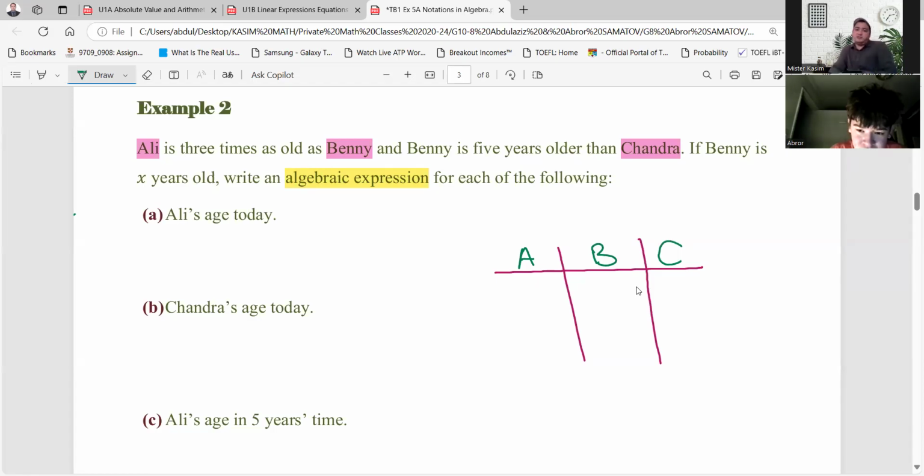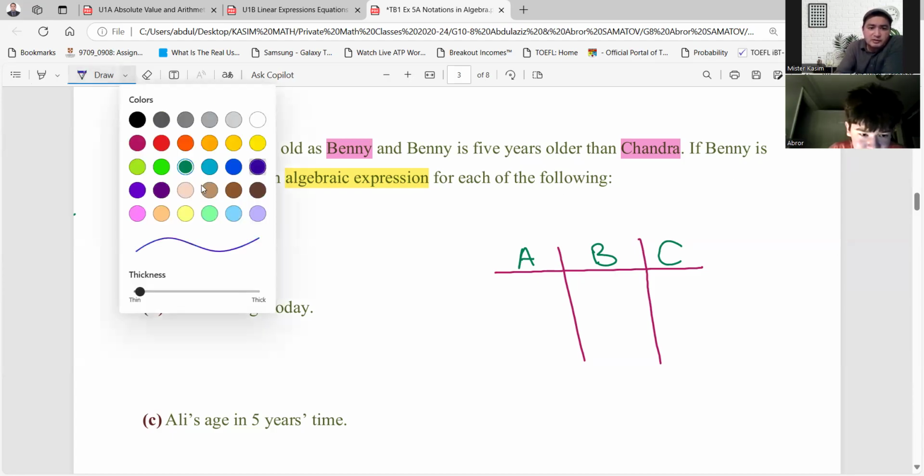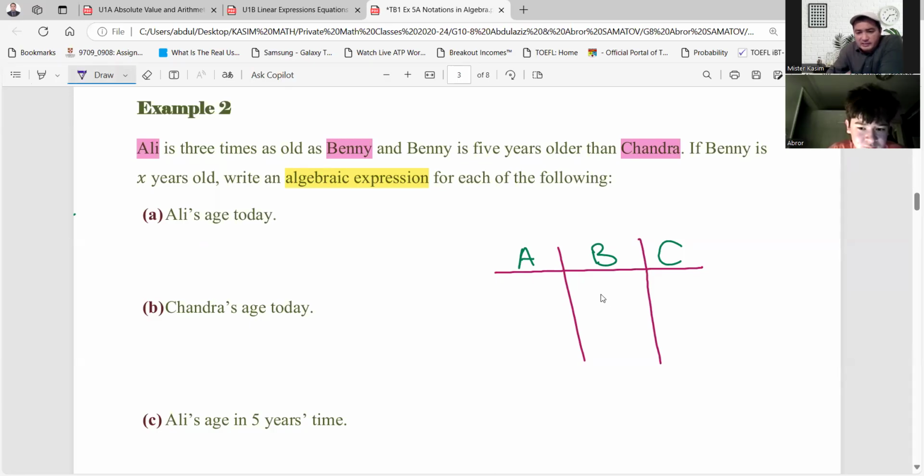Again, we are using algebra. I don't have to write Ali again, because from the context, Abror, A represents Ali's age, B represents Benny's age, C represents Chandra's age. Now in the question, it says that if Benny is x years old, let me write x years old here. Benny is x years old.